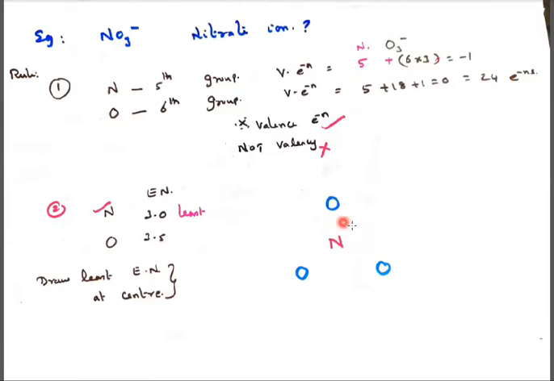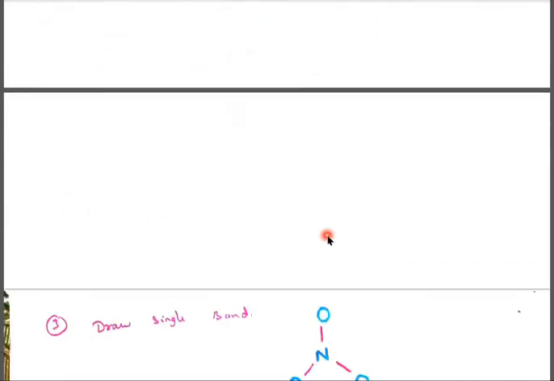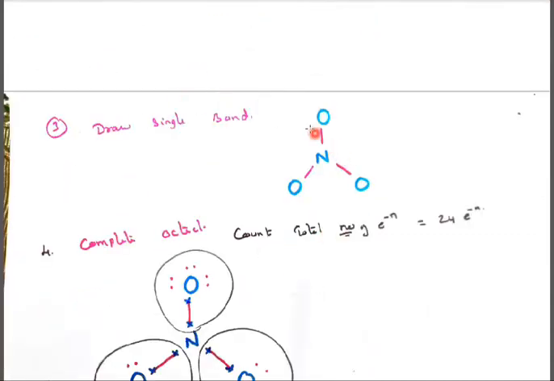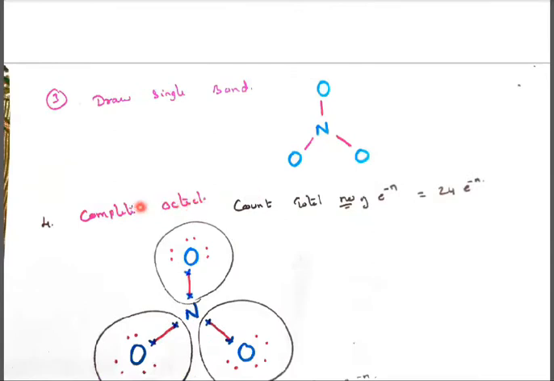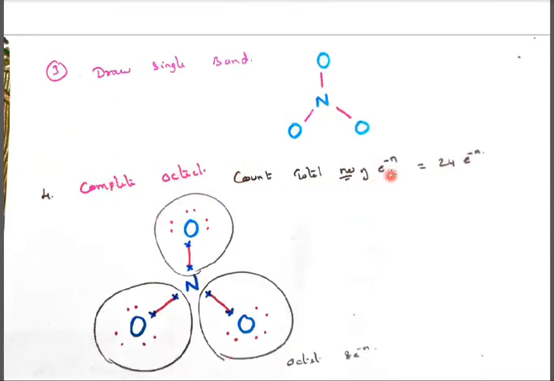Third rule, I should draw single bonds. So here draw the single bond between nitrogen and oxygen, nitrogen and oxygen, nitrogen and oxygen. Then the fourth rule, complete the octet and count the total number of electrons. That comes to 24 electrons together in NO3 minus.